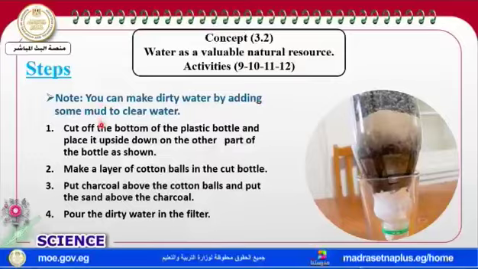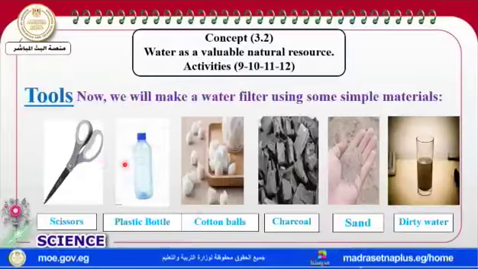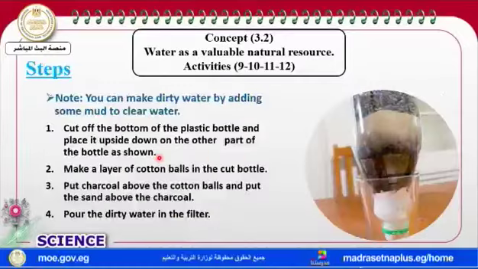Cut off the bottom of the plastic bottle and place it upside down on the other part of the bottle as shown. So we'll put it like what, from here. We will use the scissors to cut it here. If we use the bottle and cut it with the scissors, then we will make it upside down on the other part of the bottle.